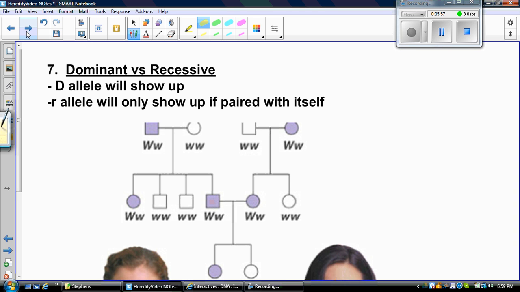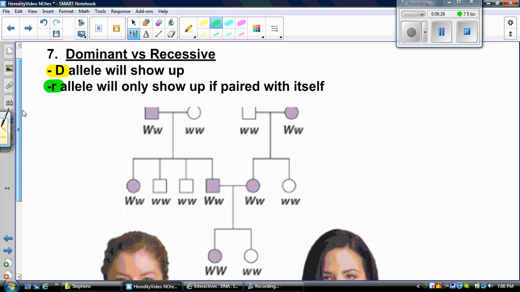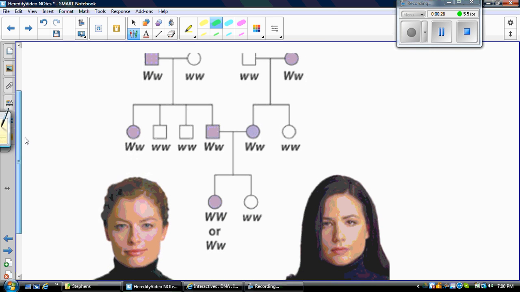When you get alleles from your parents, the alleles are either dominant or recessive. A dominant allele will show up as the trait. A recessive allele will only show up if it's paired with itself. A dominant allele is always represented by an uppercase letter because it's the one that shows up. A recessive allele always shows up as a lowercase letter. So let's take a look at an example.